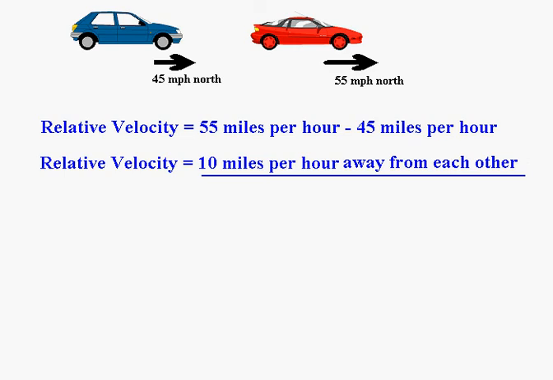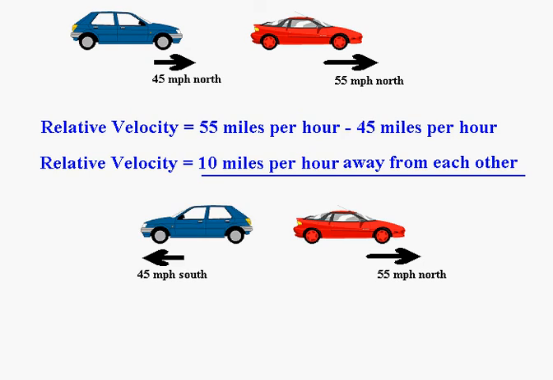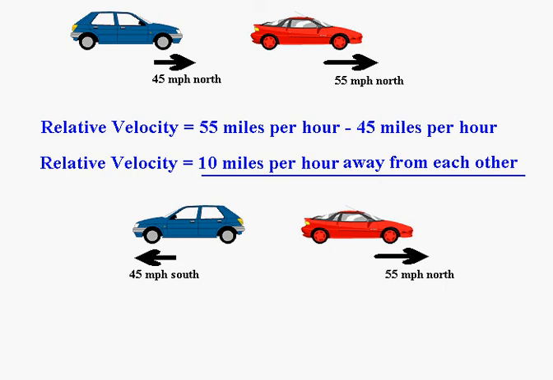Okay, now let's look at a slightly different problem. We have two cars again. However, the first one's traveling north at 55 miles per hour. The second one is traveling south at 45 miles per hour. These cars are headed in different directions. So what's their relative velocity?